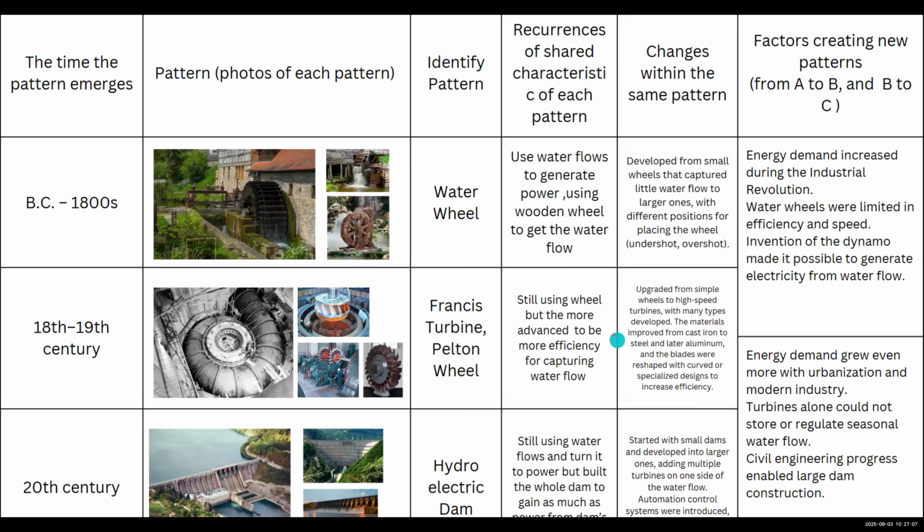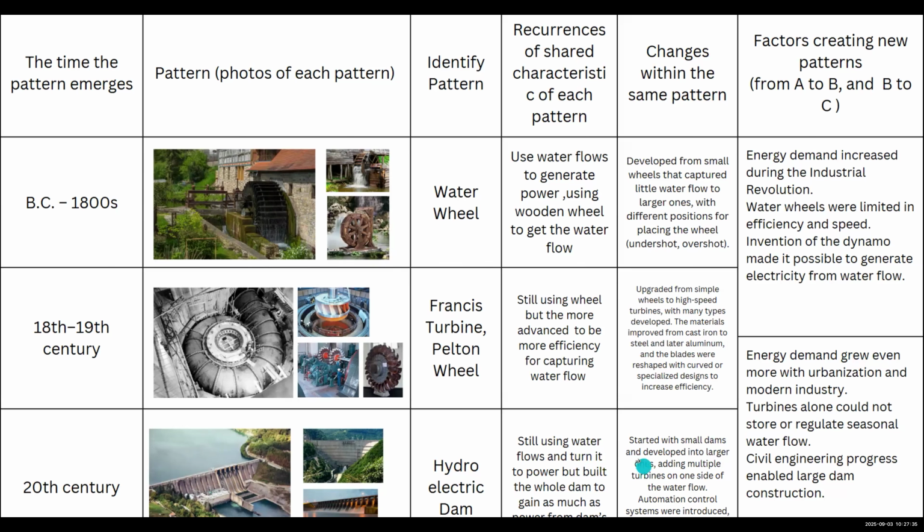But turbines alone could not keep or control the water. Cities need more and more electricity, so people start building dams. So the last pattern is in 20th century. The hydroelectric dam. It starts with small dams, then grow into large dams with many turbines together.